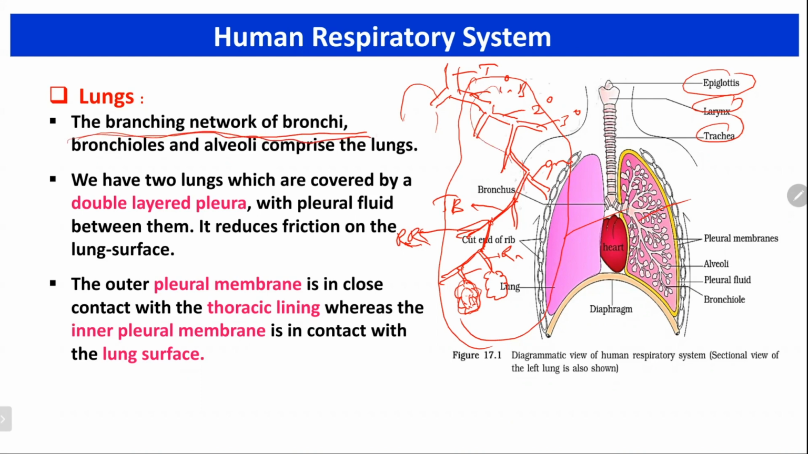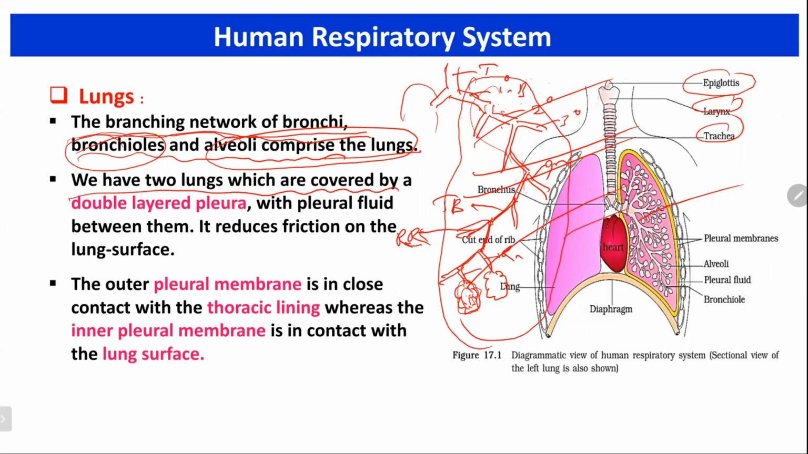The branching network of bronchi. I hope your teacher has shown this. You can clearly see this is the branching network of bronchi, and bronchioles and alveoli comprise the lungs. Bronchi means plural. That may be primary bronchi, secondary bronchi, tertiary bronchi, quaternary bronchi. You need to remember: branching network of bronchi plus bronchioles plus alveoli. These three components comprise what? Lungs. Means they are present inside the lungs. In other words, we have two lungs.